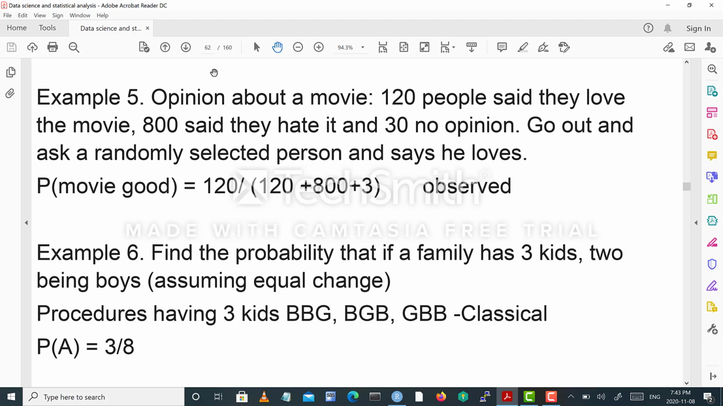Example 6: find the probability that if a family has 3 kids, 2 of them are boys, assuming equal chance. Having 3 kids and 2 boys can be boy, girl, boy; girl, boy, boy; boy, boy, girl, which is classical. And the probability of A is 3 out of 8 cases, which is 3 divided by 8.